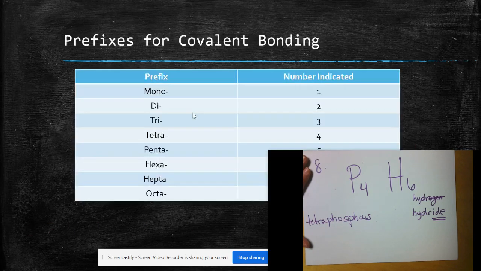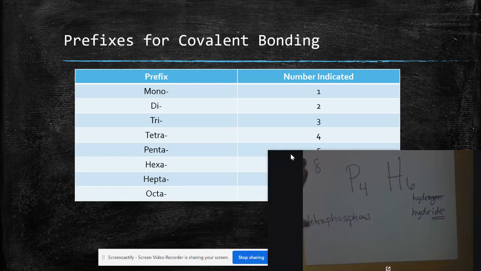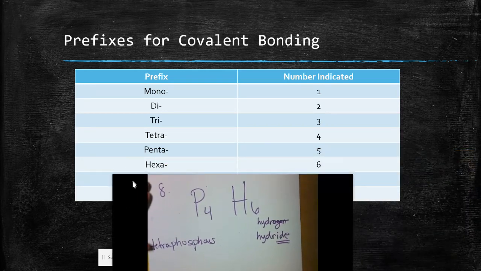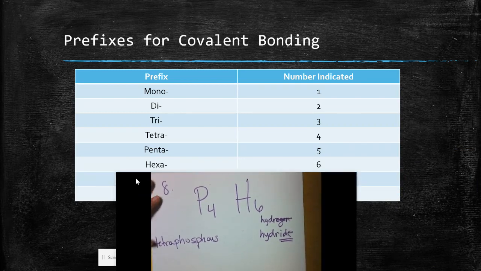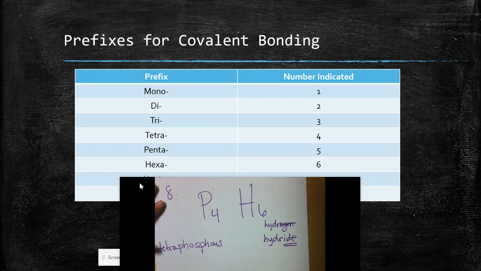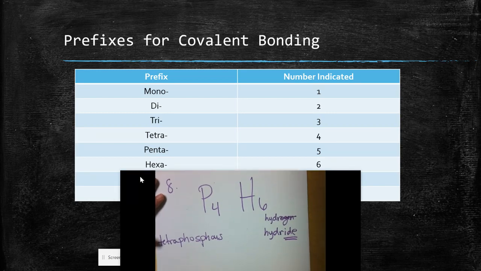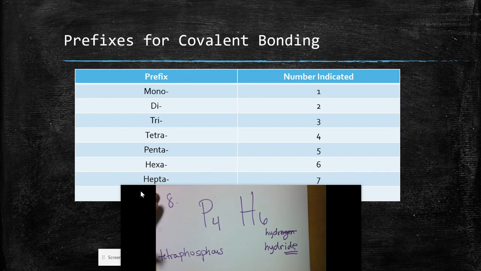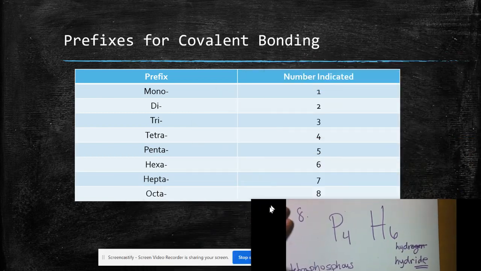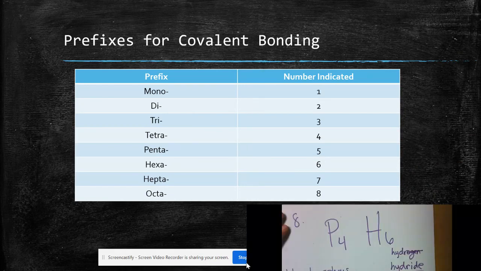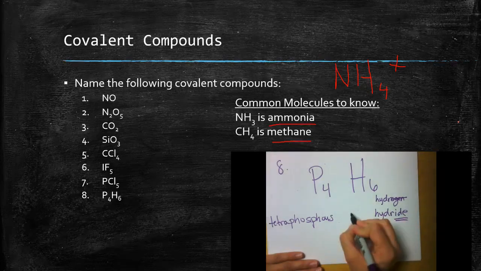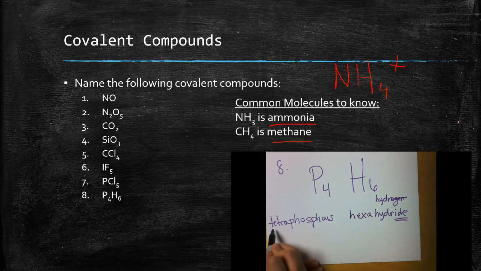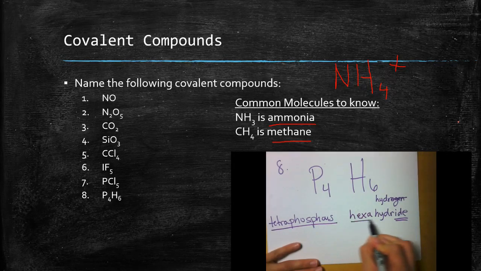You can also look on your paper. Notice that hexa and hepta, sometimes people will mix those up. So you want to make sure that you're paying attention that hexa is 6 and hepta is 7. If you also think about it, hexa has 4 letters and hepta has 5. 4 is even and shorter and smaller than 5, which is odd, and 7. So now we just have to add our last prefix. So again, 6 is hexa. So we get tetraphosphorus hexahydride.